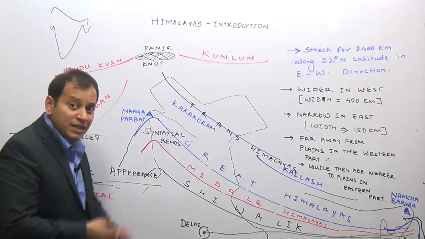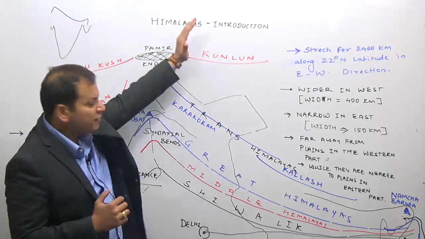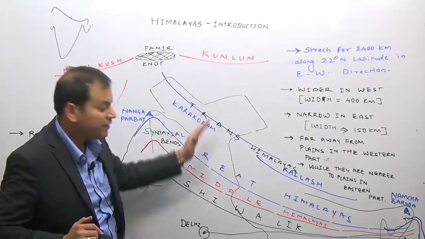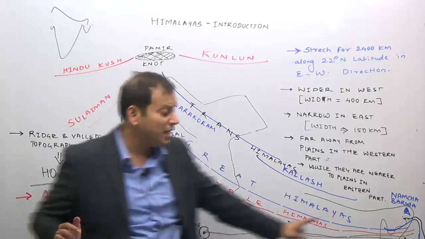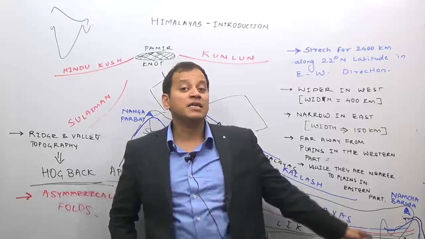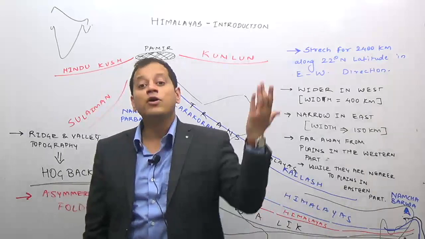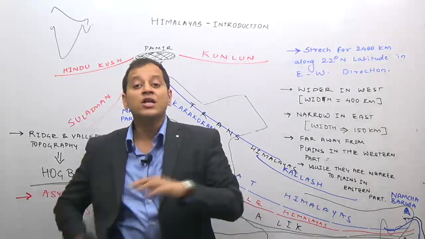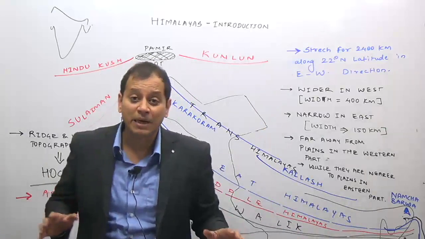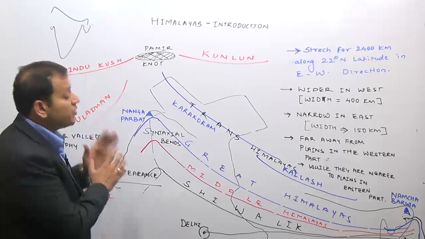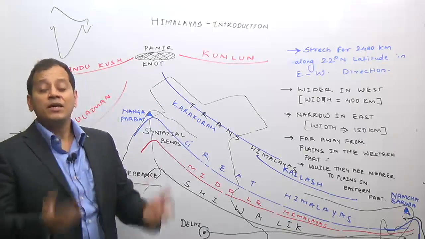Then later on, the Himalayas are very far away from the plains, and therefore from Delhi we cannot see any Himalayas, but at the same latitude we can see the Himalayas rising as a majestic mountain from Gangtok in Sikkim or anywhere from Arunachal Pradesh. So this is all about the introduction of the Himalayas. Let us study the individual Himalayas in detail from the next lecture.